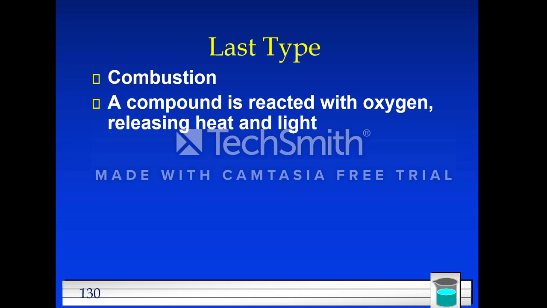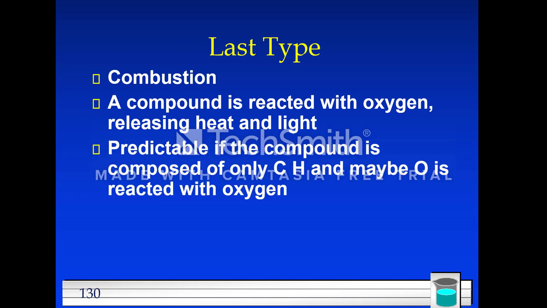Okay, so the ones we're going to try to predict are compounds that have carbon and hydrogen and they might have oxygen in them. They have to have carbon and hydrogen. Because if you've got a compound made up of carbon and hydrogen and sometimes oxygen, those compounds make very predictable products.